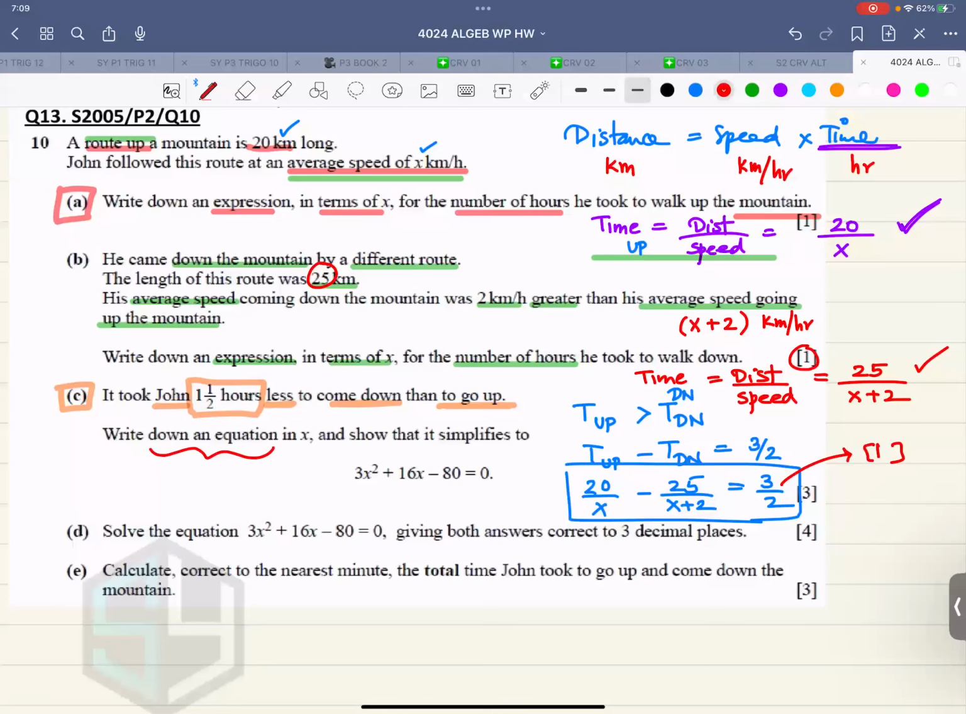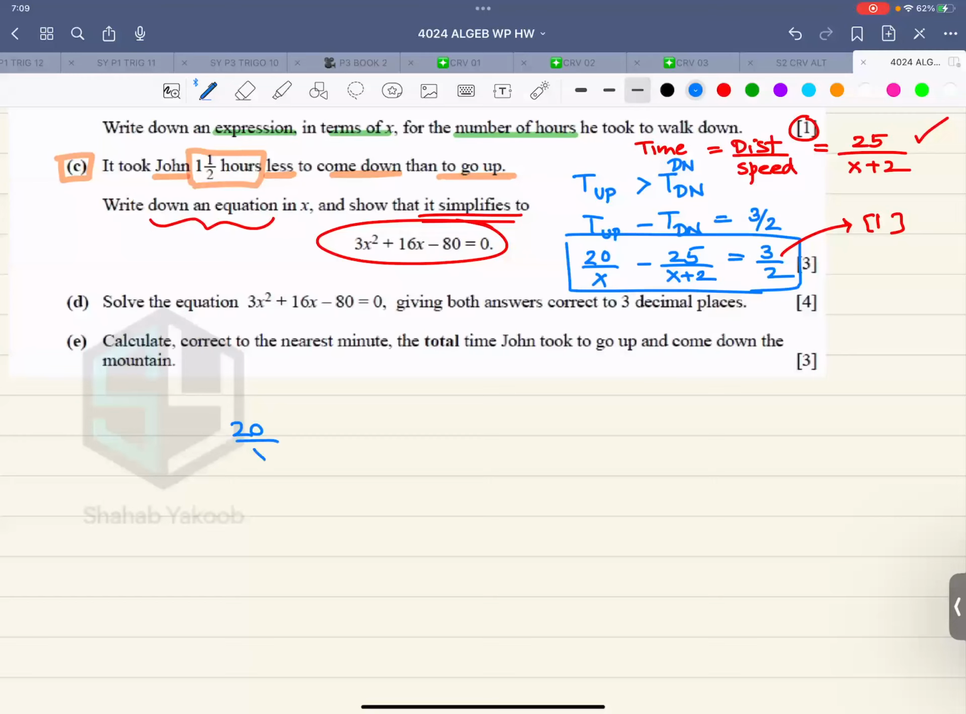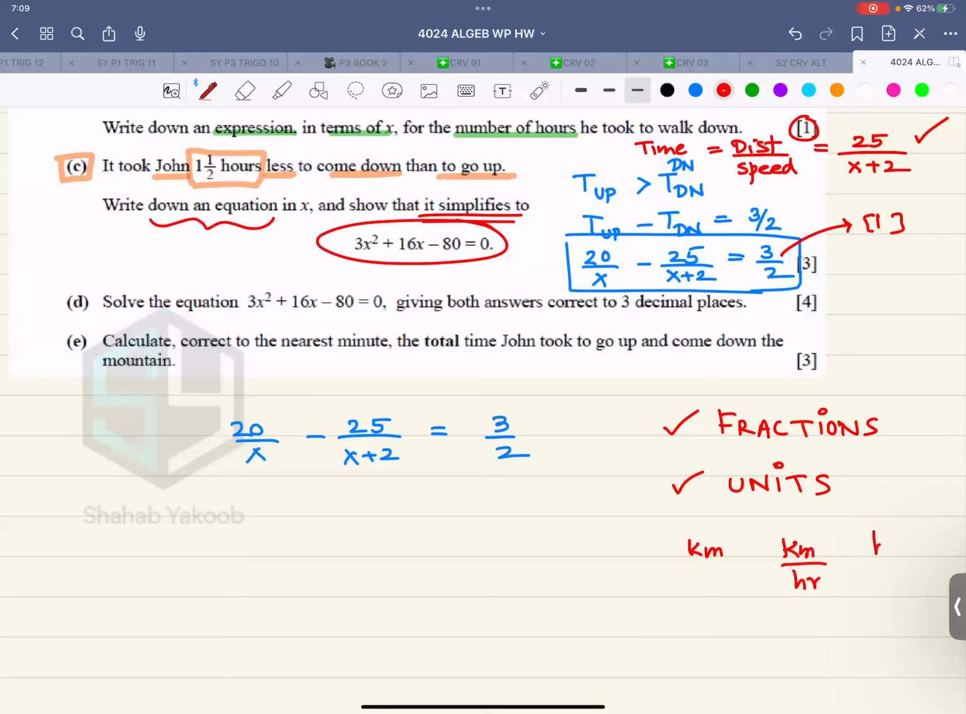Now, write down an equation in X and show that it simplifies to the given form. So we have to simplify it. So therefore, we will write 20 over X minus 25 over X plus 2 equals 3/2. Now, the first thing is that we should always work in fractions. Secondly, we should be very, very careful with the units. Since we are dealing with kilometers and kilometers per hour, in hours, everything should be balanced. So this is 1.5 hours, but we are writing it as a fraction. So this is the fraction that we get. Now, what do we do?